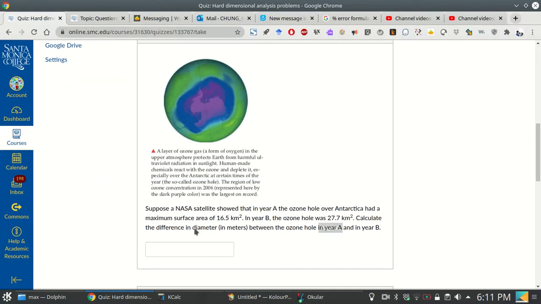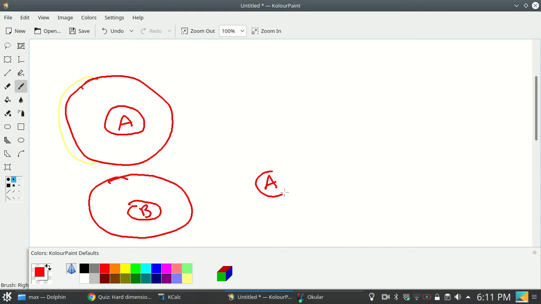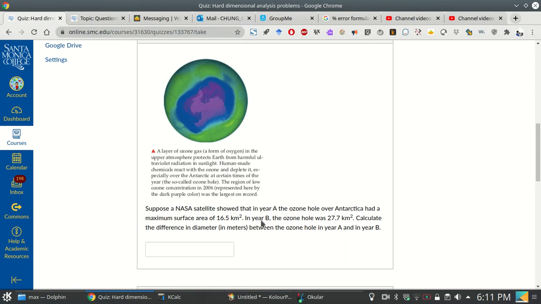Okay, we want the difference. Okay, so we want A minus B. I don't know which one is larger, so I'll take the absolute value so I don't get a negative number. You can't have a negative sized hole. Or can you? Is there such a thing in the universe as a negative hole? Negative matter? I don't know.